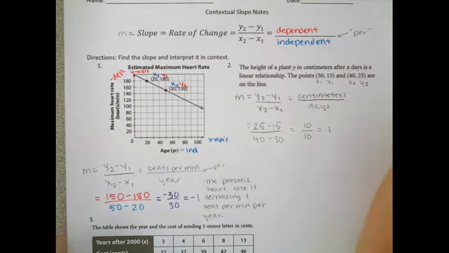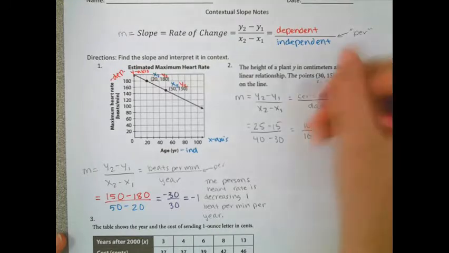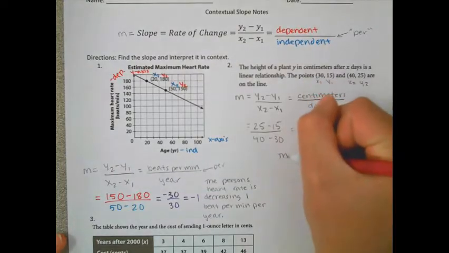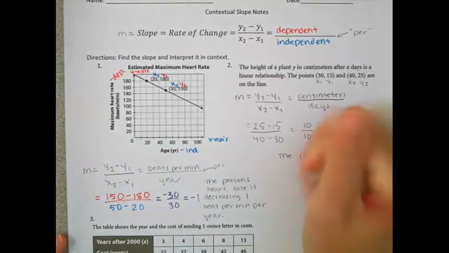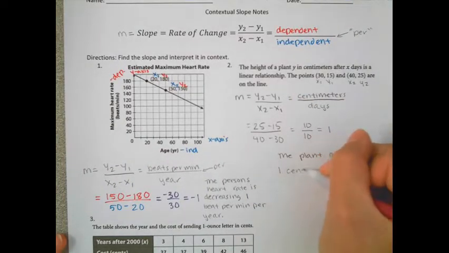So we're talking about the height of a plant, so we need to keep that in mind. And it's 1 centimeter per day. And it's a positive number. So if it's positive, that means in the context of the situation, we're talking about a height of a plant. The plant's height is growing. So the plant grows, our slope, 1 centimeter, our dependent variable, per day.